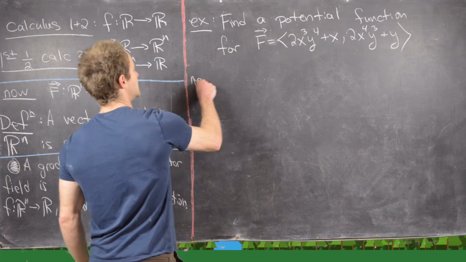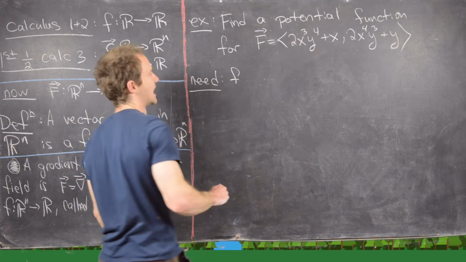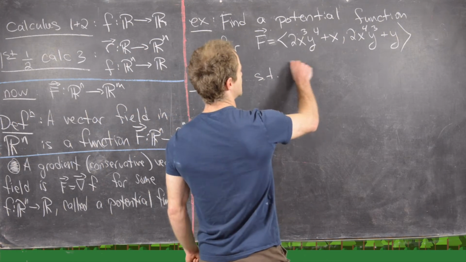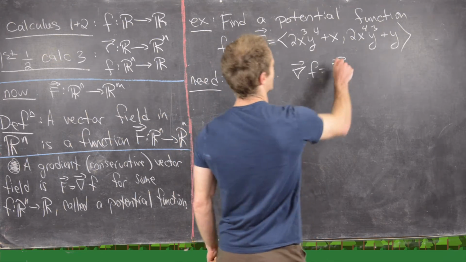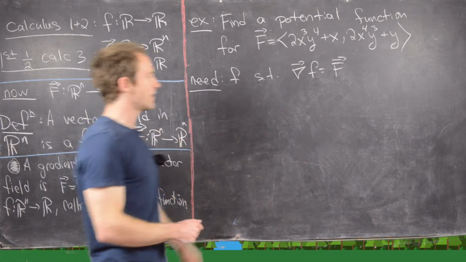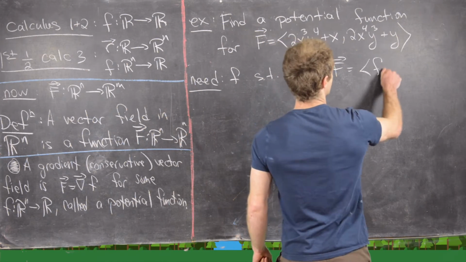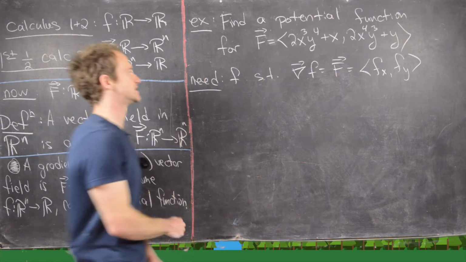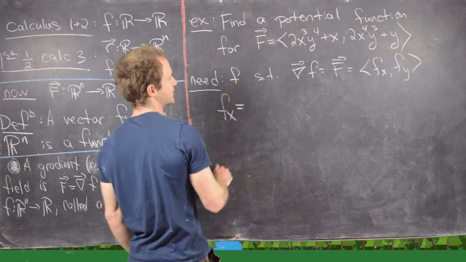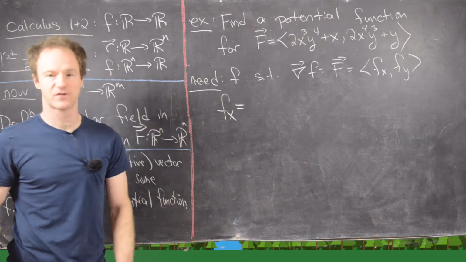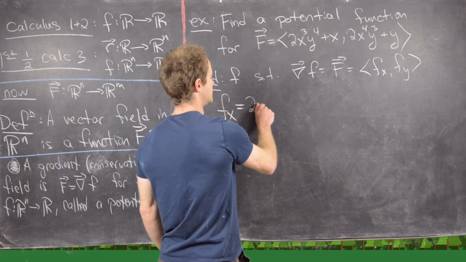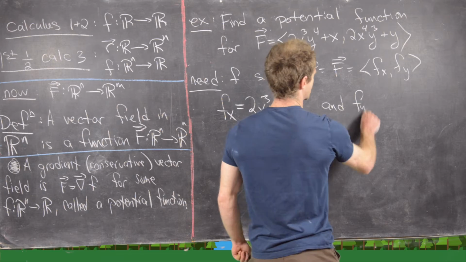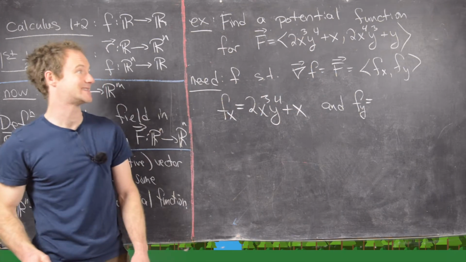Okay, so what we need is we need some function f, which will be a function of x and y, that satisfies this rule. So we need the gradient of f to be capital F, that vector field. In other words, the gradient of f is given by the partial with respect to x and the partial with respect to y. So we have two equations to solve. We need to solve the partial with respect to x is got to be equal to this first component. So that's going to be 2x cubed y to the fourth plus x. And the partial with respect to y needs to be equal to this second component.